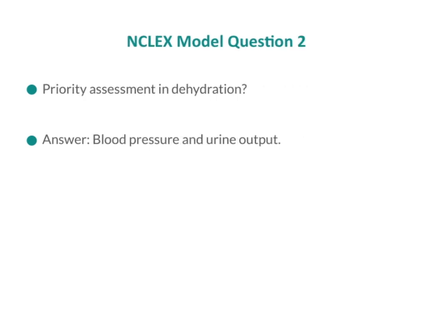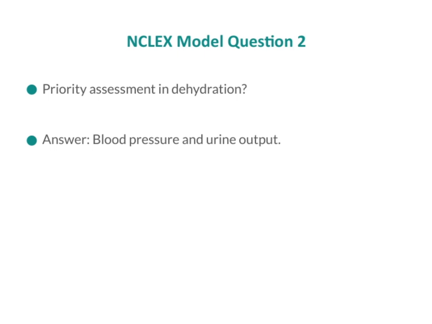When we need to assess priority in dehydration, two key signs stand out: blood pressure and urine output. These tell us how well the body is maintaining circulation and kidney function under stress. Low blood pressure can signal serious fluid loss, while reduced urine output shows the kidneys are struggling. Focusing on these helps us quickly identify how severe the dehydration is and guides the urgent care decisions we need to make.